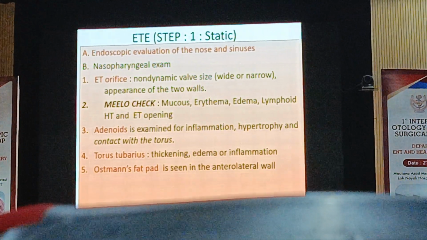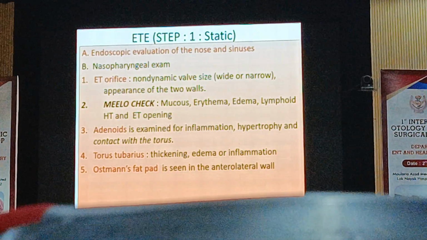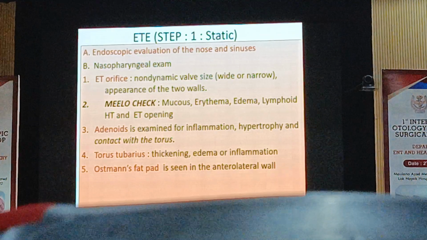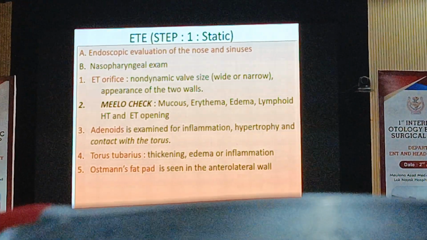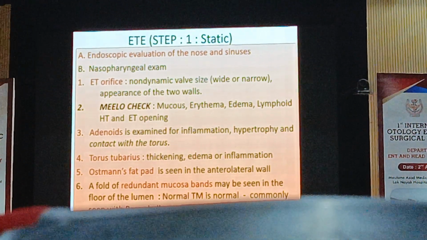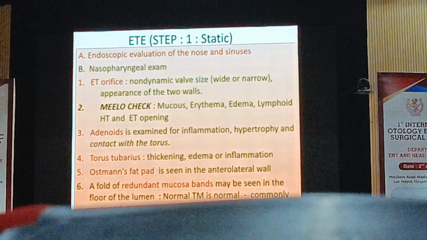Then the torus itself can be quite thickened medially or laterally. So there can be a lateral thickening contributing to eustachian tube dysfunction, and there can be a medial thickening which is not contributing at all. So we have to check on both the sides, the fat thickness, and the redundant mucosal bands, which are also called the Poe bands going along the floor of the eustachian tube.